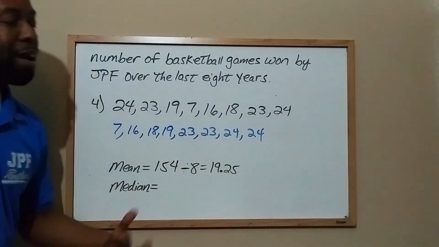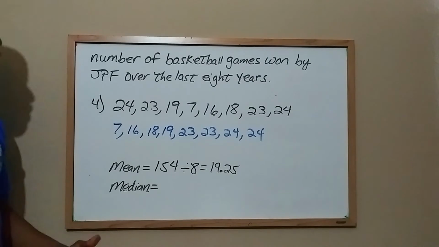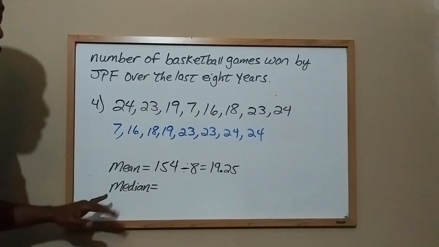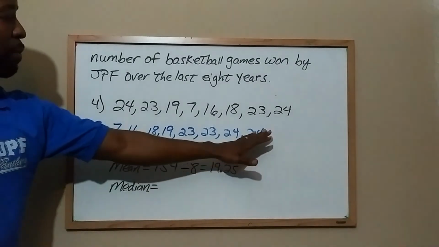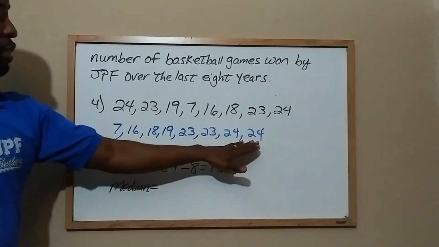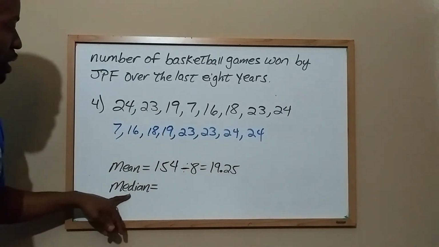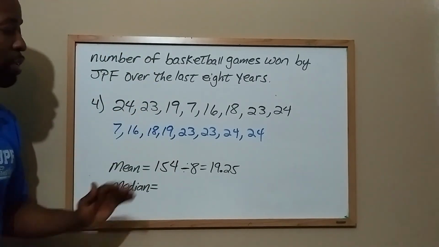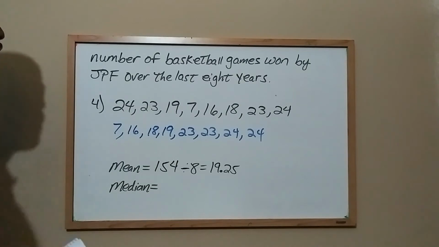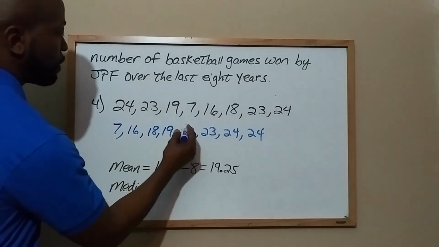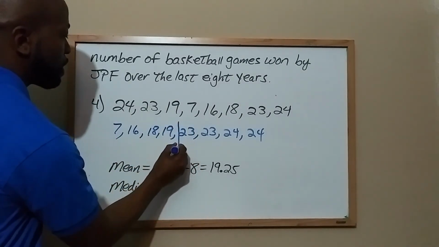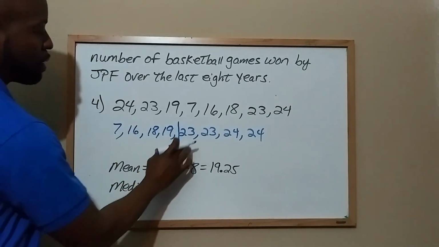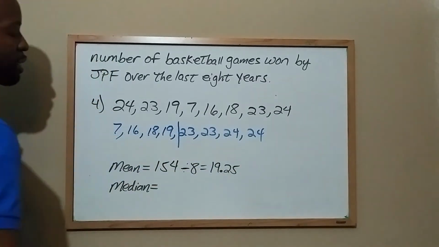All right. 8 is an even number. Since 8 is an even number, that means for my median, I can't just pick one number out of this list to represent the median. I have to split them. Half of 8 is 4. So I need 4 on one side, 4 on the other side. 1, 2, 3, 4. That's why I need to split it right here. So I have 4 numbers to the left of the split, 4 numbers to the right of the split.